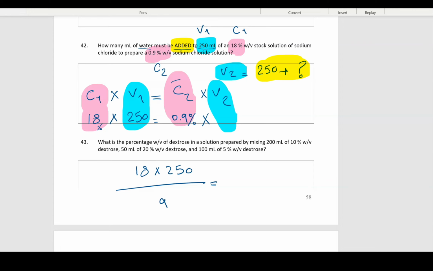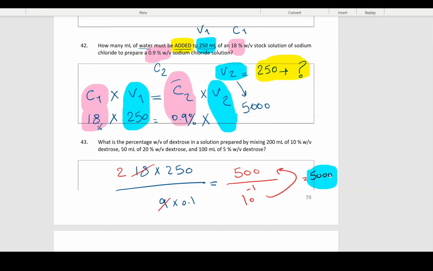If I write it like this, I can say 9 and 18, 2 goes with 2, and then 2 times 250 would be 500, times 10 to the power of -1, so if you bring it up, that would be 5,000. So my volume is 5,000. But how much water do we have to add to 250 to get 5,000?